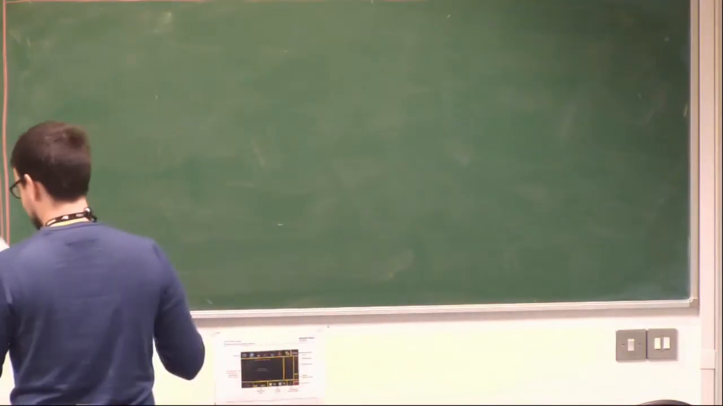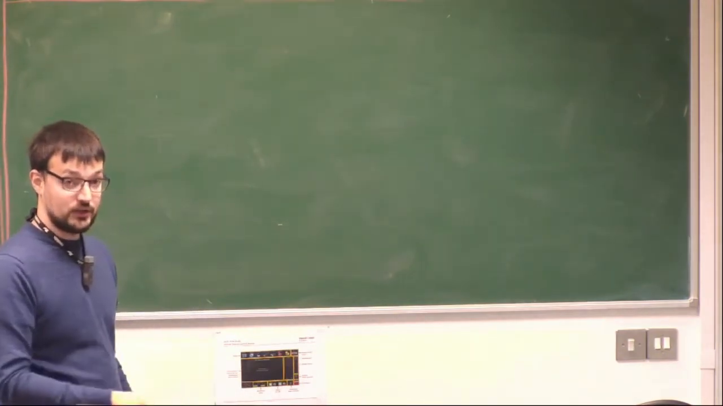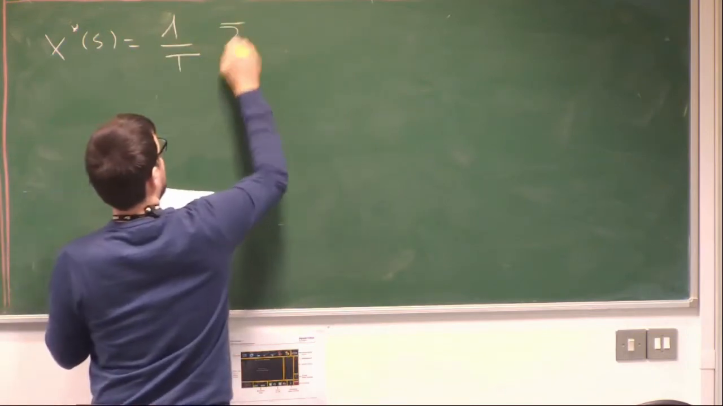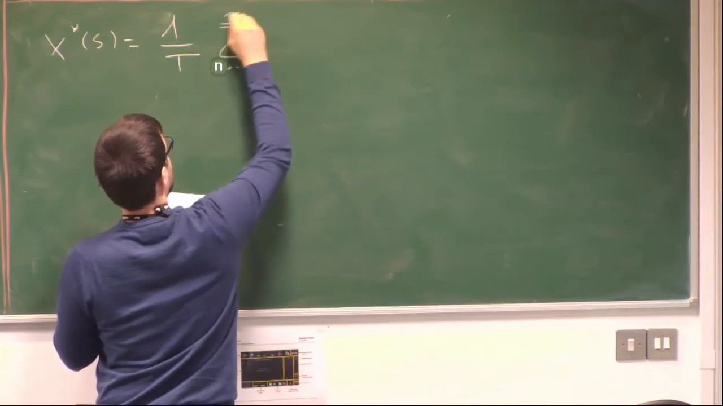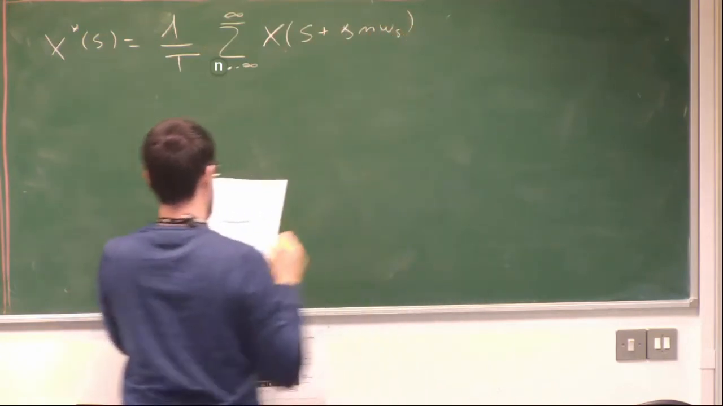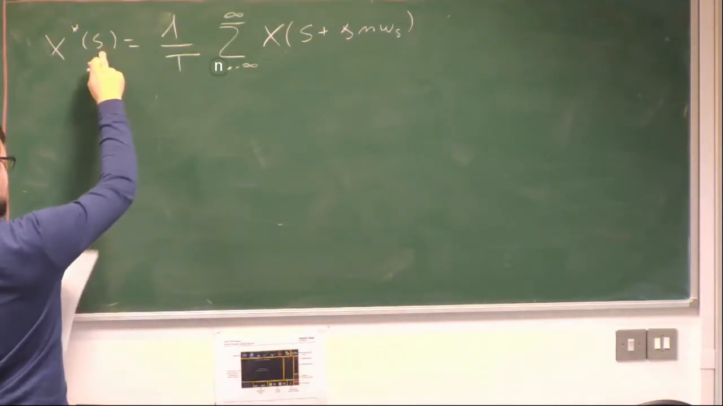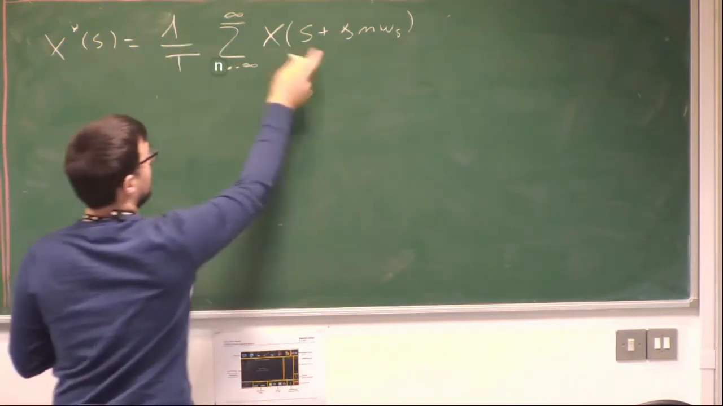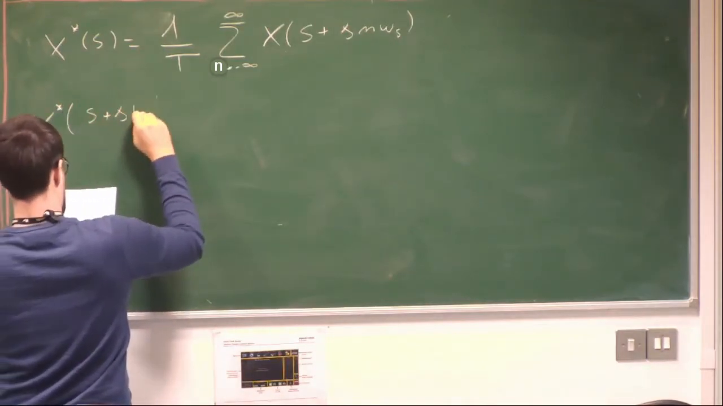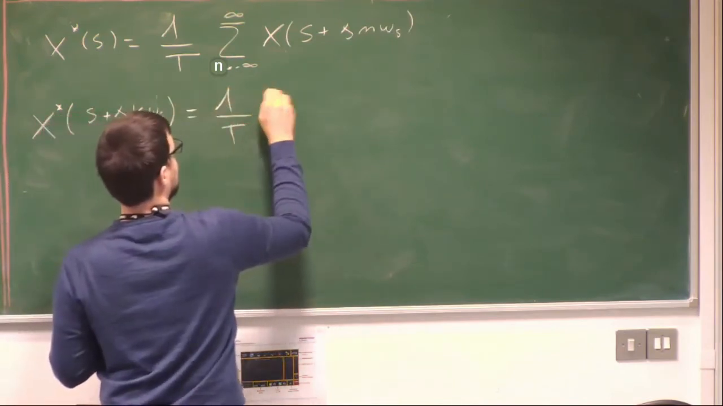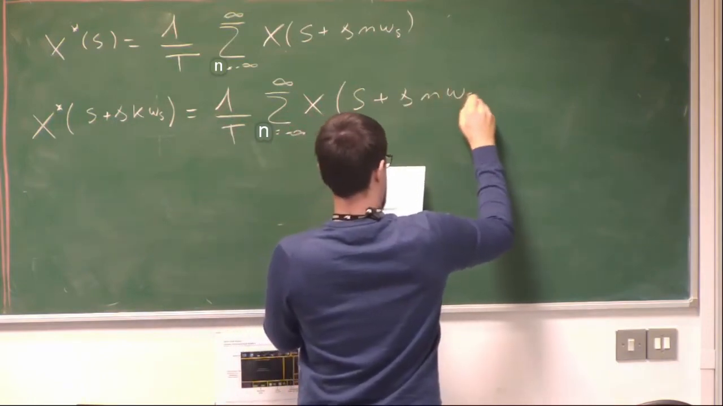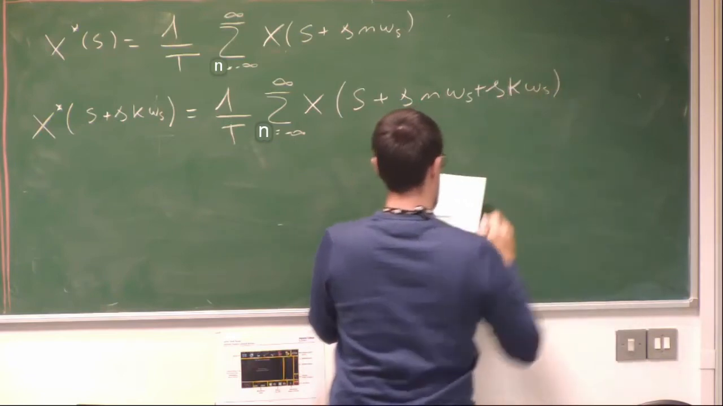So let's prove this property. We want to prove that x star of s is a periodic function. We have that x star of s is equal to 1 over capital T, the sum from minus infinity to infinity of x of s plus j n omega s. Then we replace s with s plus j k omega s, both here and here. We do the shift in both terms of the argument. So we have x star of s plus j k omega s is equal to 1 over capital T, the sum of x of s plus j n omega s plus j k omega s.